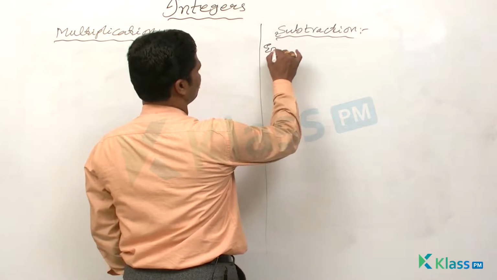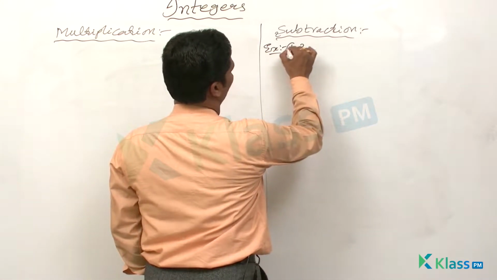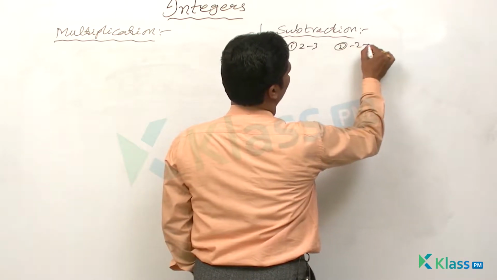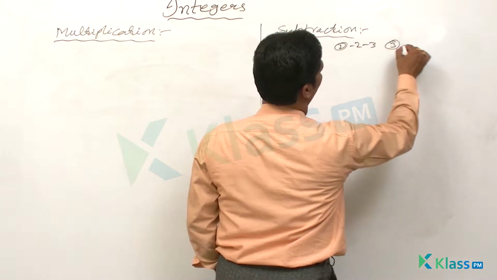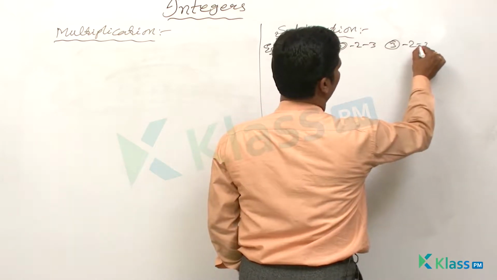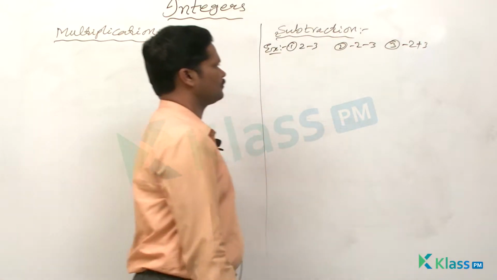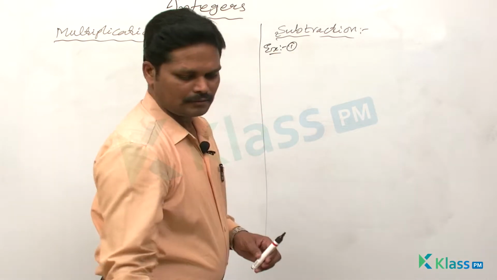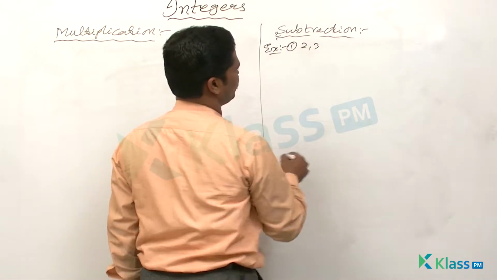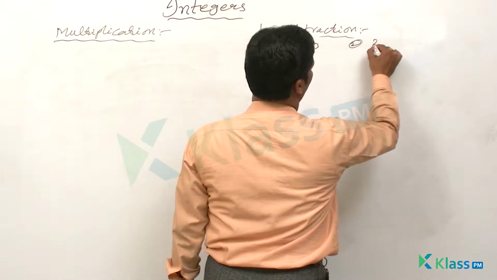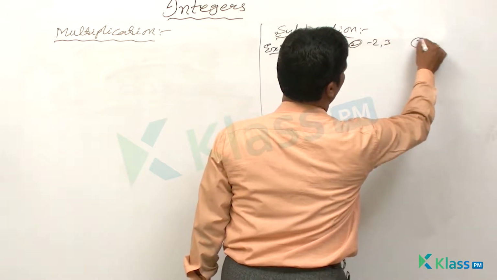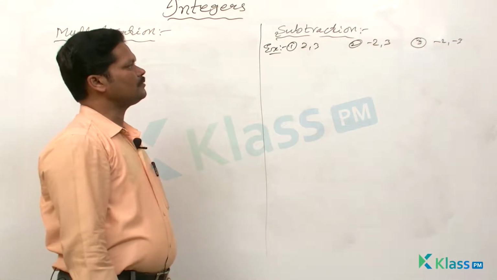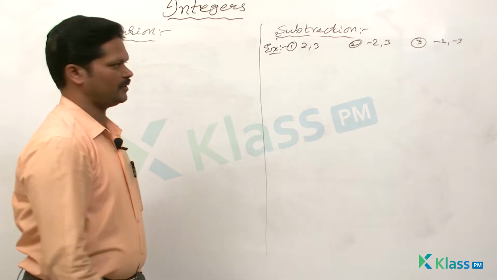So I am taking here for subtraction one problem, 2 minus 3, and the second problem, minus 2 minus 3, and the third problem, 2 minus 3. Here I will tell you clearly. Here we are taking 2 positives, 2, 3, and in the second case we are taking 1 positive, 1 negative, and in the third case we should take 2 negatives. Positive, negative, 2 positives, 2 negatives. 3 cases we are doing here.